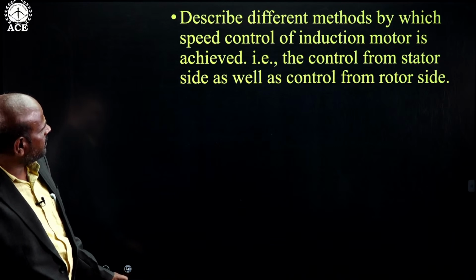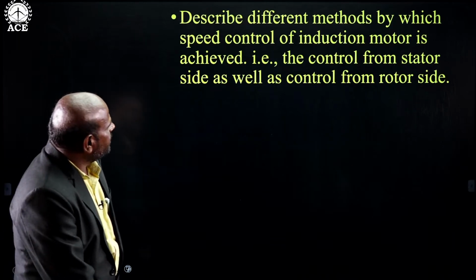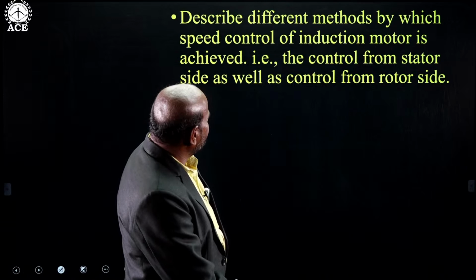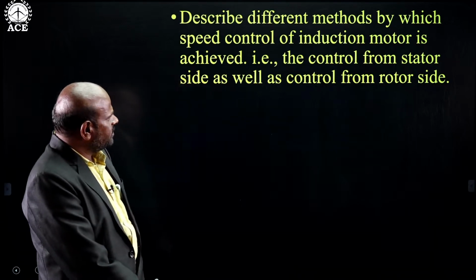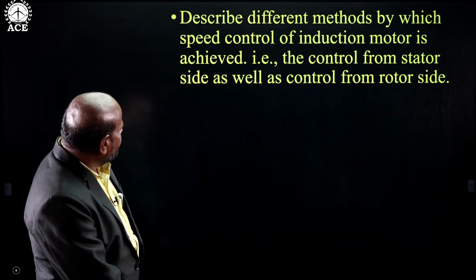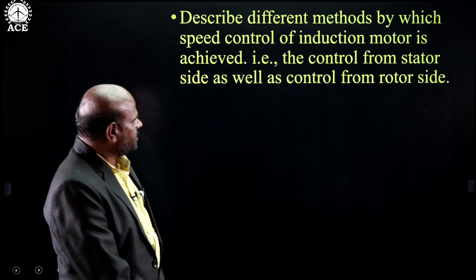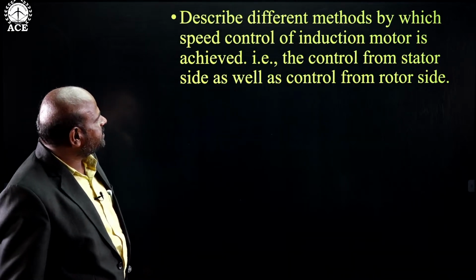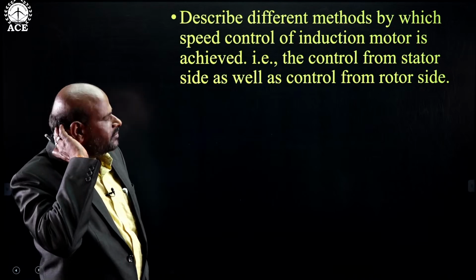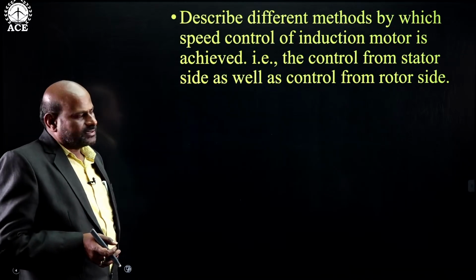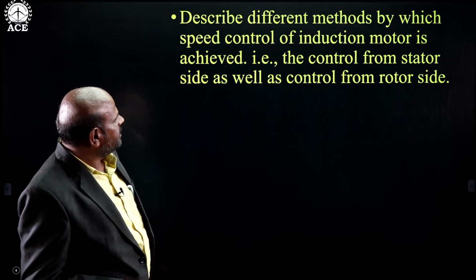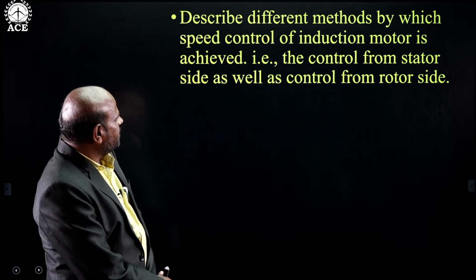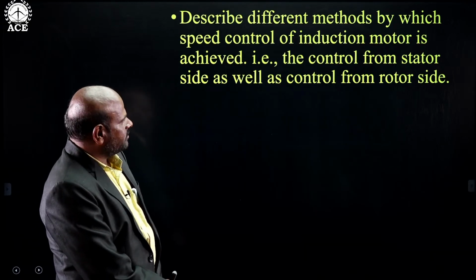Then let us go for: describe the different methods by which speed control of induction motor is achieved, that is control from stator side as well as rotor side. So we can control the speed of the induction motor both ways, either by stator control method or by rotor control method.